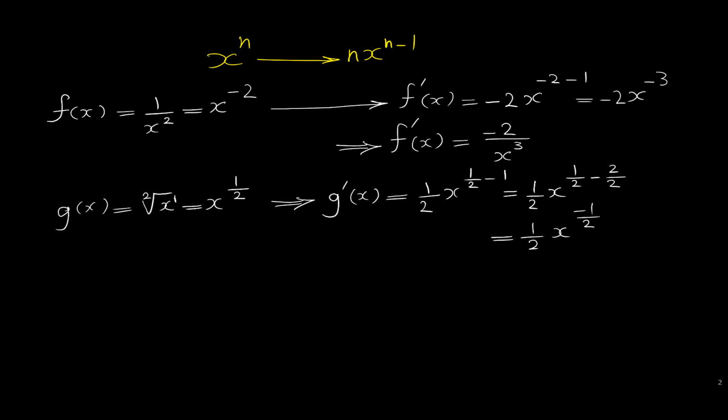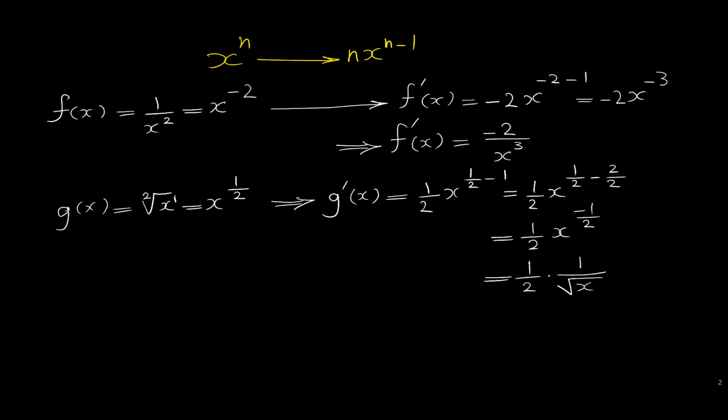But it's usually better to rewrite your answer again in the radical form. X to the 1 over 2 is actually a square root of x. So x to the negative 1 over 2, because the power is negative, is actually, we rewrite 1 over 2 and we multiply it by 1 over a square root of x.